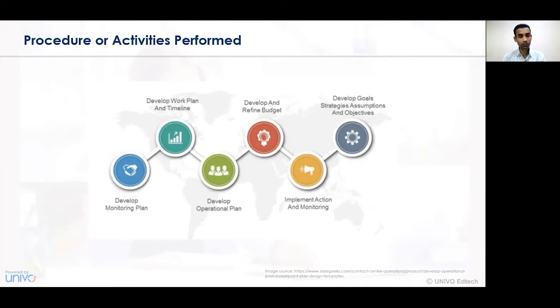Before developing an operational plan, what do you need to do? We need to be prepared for monitoring the activity, for developing a plan, and then setting different deadlines or certain targets for the time perspectives. The next step in the procedure or activities that you need to perform in an operational plan is to develop and refine the budget. Initially, you need to prepare a budget, and accordingly, the allocation of resources, allocation of amount needs to be undertaken. And based on the allocation of a certain amount of money, you need to refine the budget also.